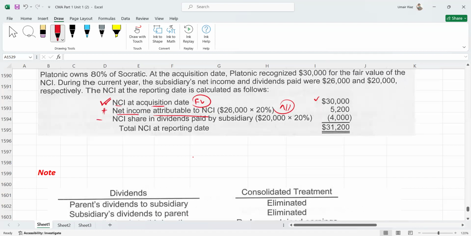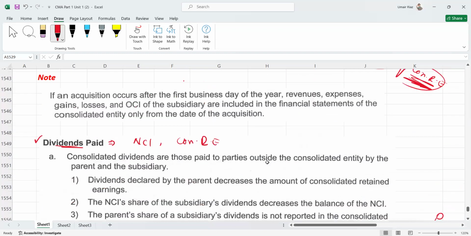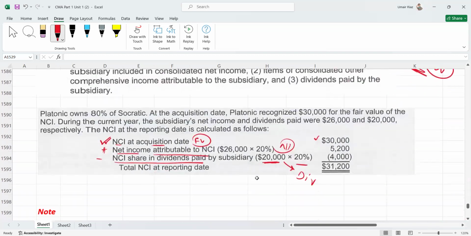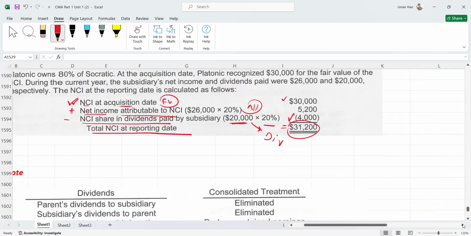Then we will deduct NCI share in the subsidiary's dividend. We have taken the subsidiary dividend times NCI percentage. This working you can see from the dividend working. Here we have a dividend working. This is the NCI share of subsidiary dividend, 4,000. This figure you will deduct from NCI. And now this is called the total NCI at the reporting date, right? And now this 31,200 you will show in consolidated equity.